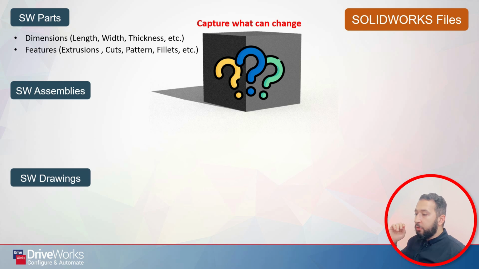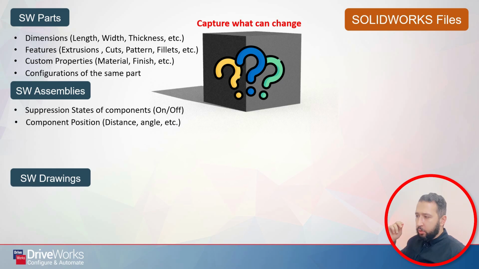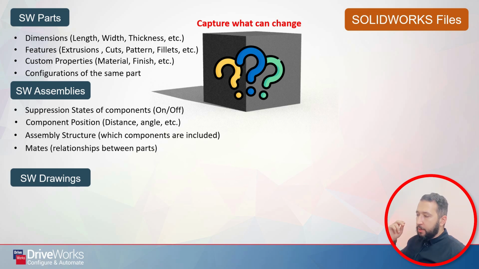Or are we referring to features like extrusions, cuts, patterns, fillets, or maybe custom properties like material and finish, or even configurations of the same part? For assemblies, are we referring to the suppression state of a component, on or off based on the rules, component position, distance or angle? Or are we referring to the assembly structure, which components are included, maybe mates or just changing configurations?